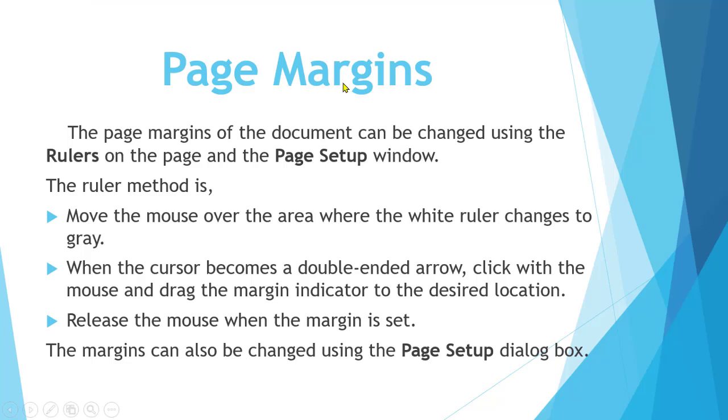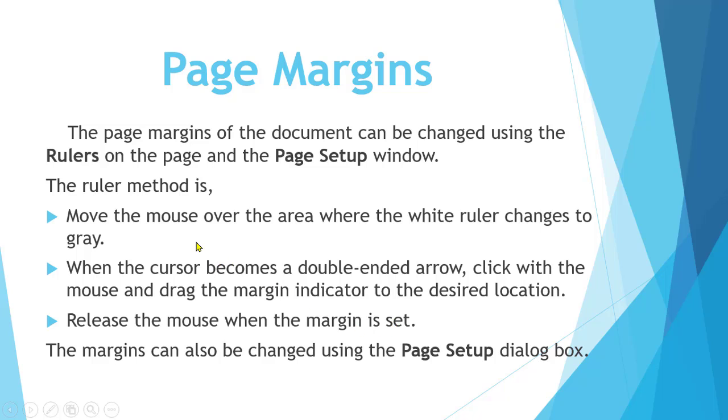Students, we can also set page margins. There are 2 ways to change page margins. One is by using rulers and the other one is by using page setup window. The ruler method is move the mouse over the area where the white ruler changes to grey. When the cursor becomes a double-ended arrow, click with the mouse and drag the margin indicator to the desired location. Release the mouse when the margin is set.